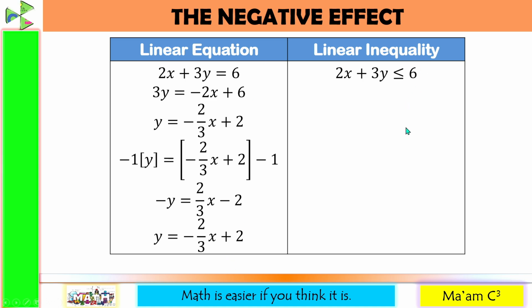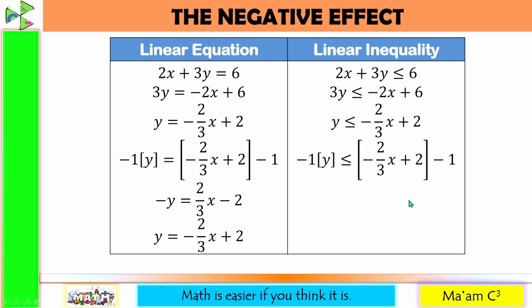Now, for the linear inequality, so to solve for the value of y, first I'm going to move 2x again on the other side. It will become negative 2x and then copy 6. Then we are going to divide both sides by 3. So this will become y is less than or equal to negative 2/3 of x plus 6 divided by 3 again is 2. Now let us multiply both sides by negative 1 to determine the effect of multiplying by a negative number. So this will become negative y. This will become positive 2/3 of x. This will become negative 2.